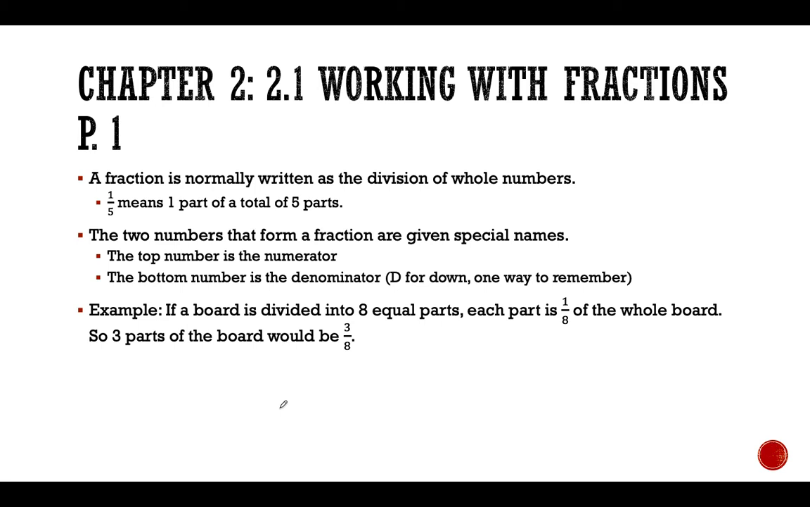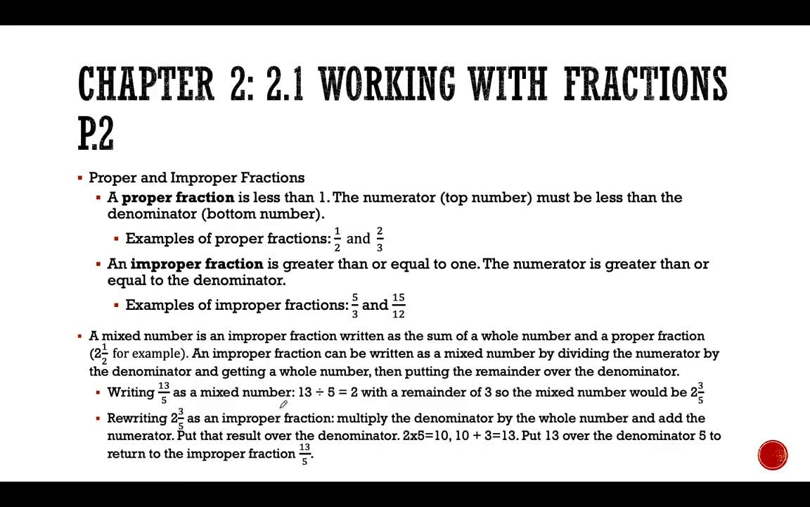One way to remember this is the D in denominator for down. If a board is divided into 8 equal parts, each part is 1/8 of the whole board. So 3 parts of the board would be 3/8.